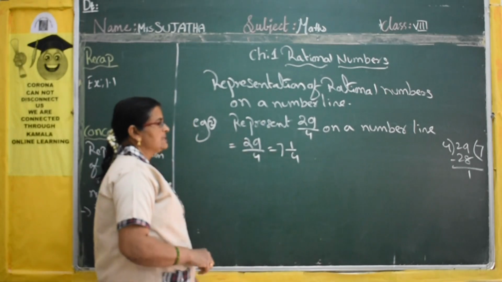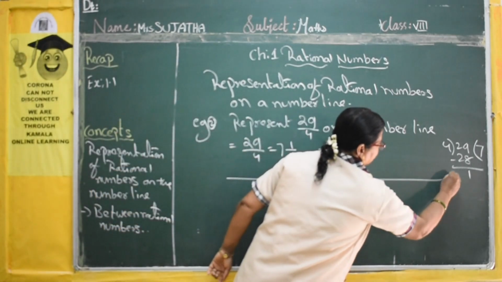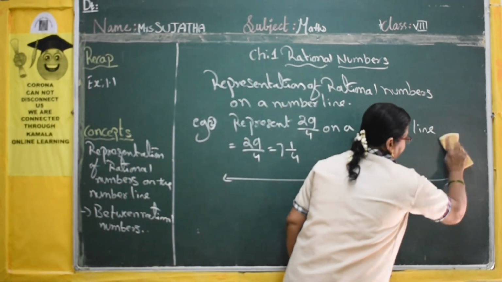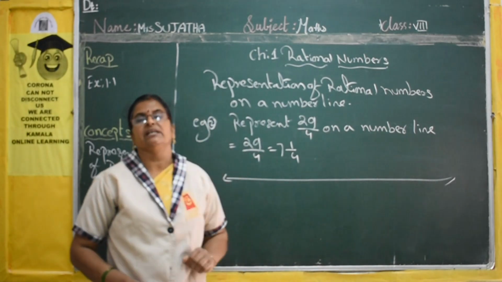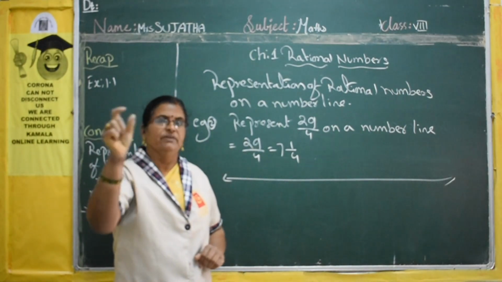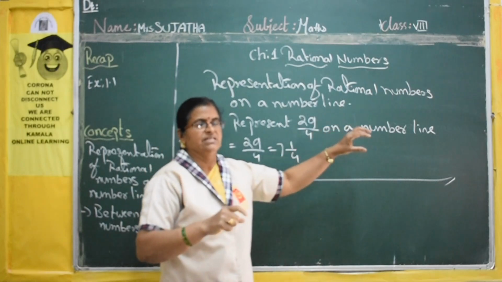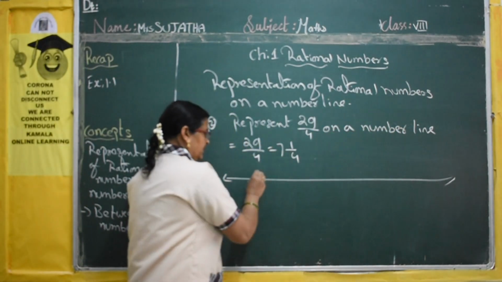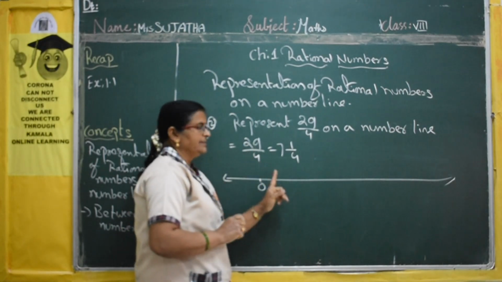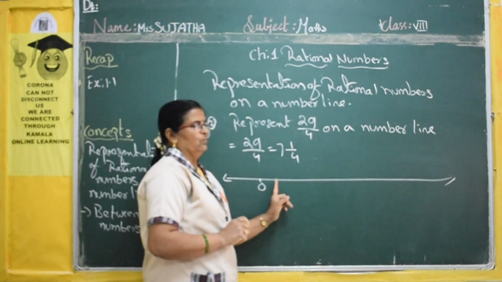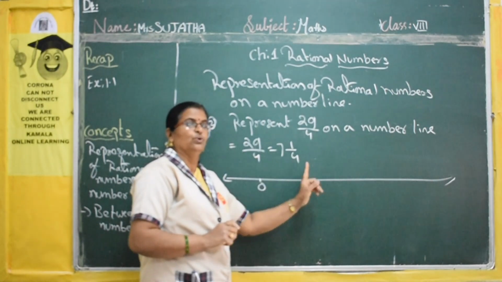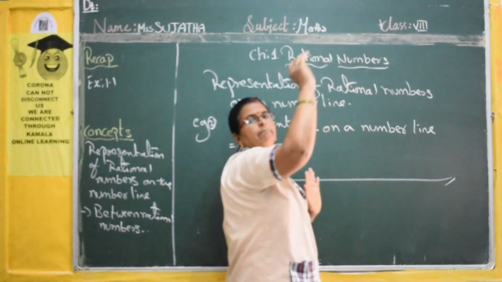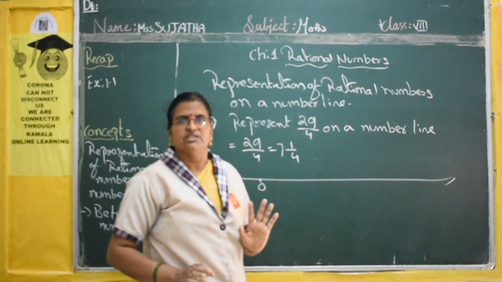Okay. Now how can we represent this on a number line? There are two ways to represent it. The first way is how we represented the proper fractions on a number line: 1 by 5, 2 by 5, 3 by 5, up to where the fraction is given. If you write like that, here you write 0. Suppose like that you want to write 1 by 4, 2 by 4, 3 by 4, like that up to 29 by 4. It becomes a big number line. The page is also not sufficient.